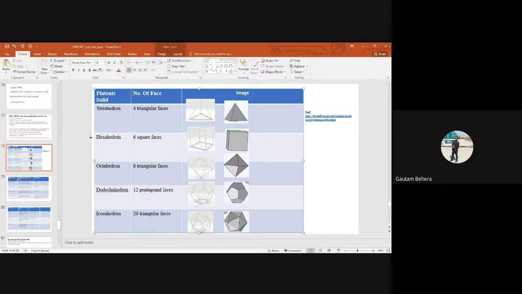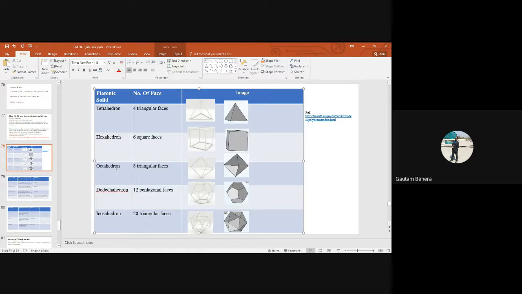Then hexahedron. Hexa means 6. Hedron means faces. So we have 6 square faces, right? You can see 1, 2, 3, 4, and top is 5, bottom is 6. Right? So it's the solid one here.